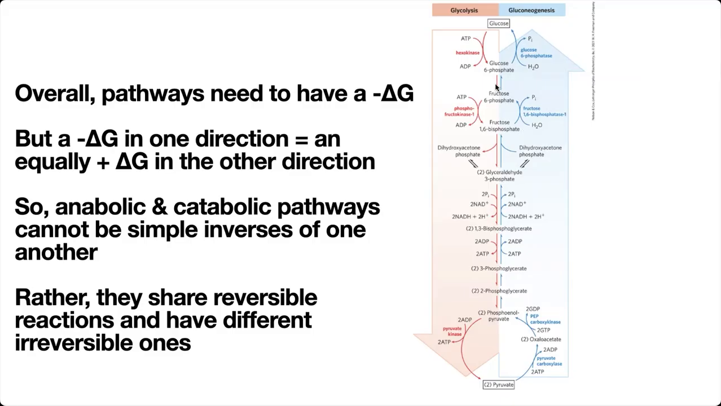So a negative delta G in one direction, however, is going to be an equally positive delta G in the other direction. And so anabolic, that is building molecule, and catabolic, breaking down molecule pathways, cannot simply be inverses of one another. They can share a lot of the same enzymes and a lot of the same intermediates, but they're also going to have different irreversible steps. A great example of this is glycolysis, the breakdown of glucose, and gluconeogenesis, the making of glucose from non-sugar sources.